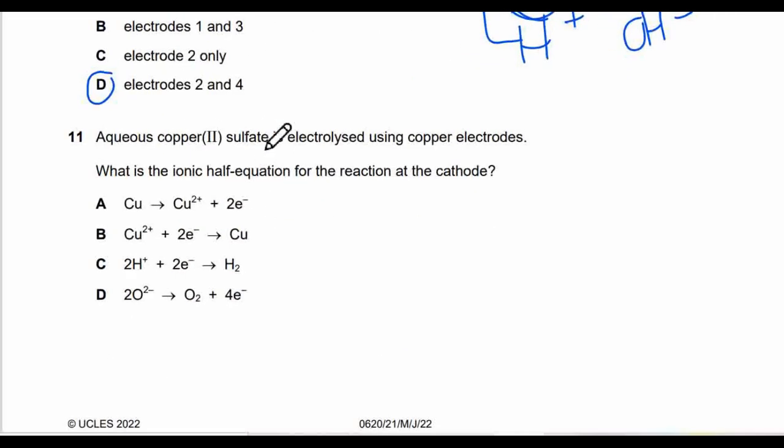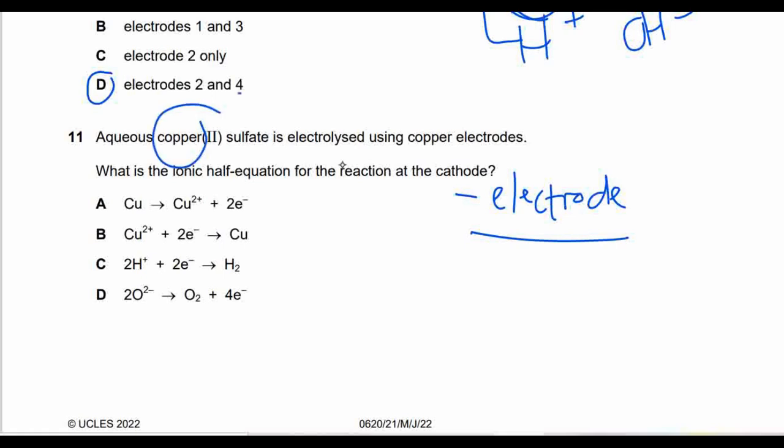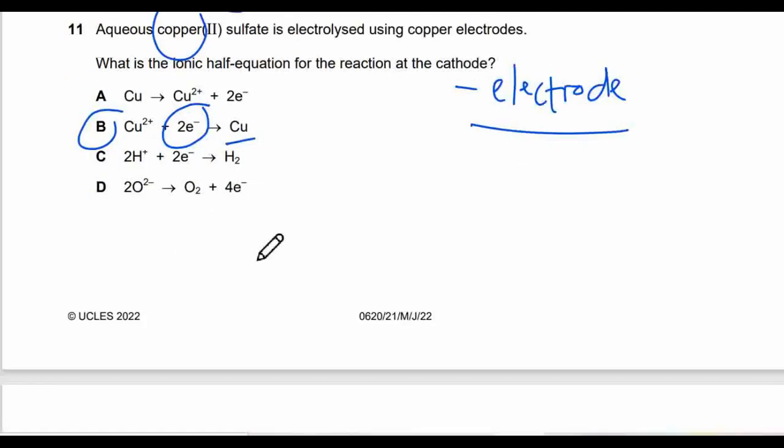Question 11. Aqueous copper sulfate is electrolyzed using copper electrodes. Now, what is the ionic half equation for the reaction at the cathode? Cathode will be the negative electrode. So the one that will go to the negative electrode is the positive ion, or the cation. The cation will be the metal, Cu2 plus. So the half ionic equation will be Cu2 plus reduced to metal Cu. So it will be a reduction. So it will be B. That will be our answer. I hope it's clear.